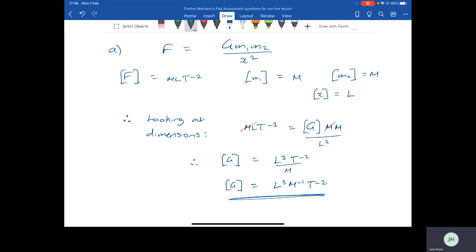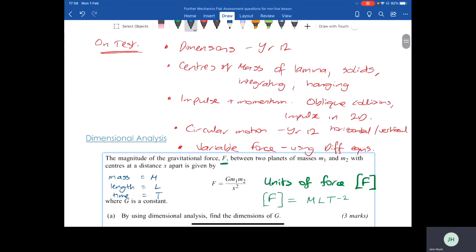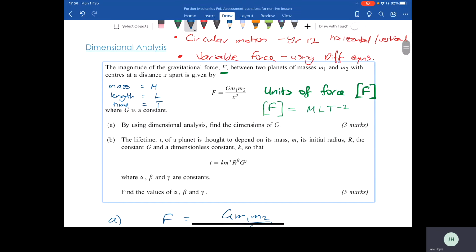So using our dimensions, substituting what you know, remembering to use combinations of M, L, and T, and it's just a simple rearranging at the end. And this is an OCR question, and yet, you know, 3 marks. I don't think that's too tricky.